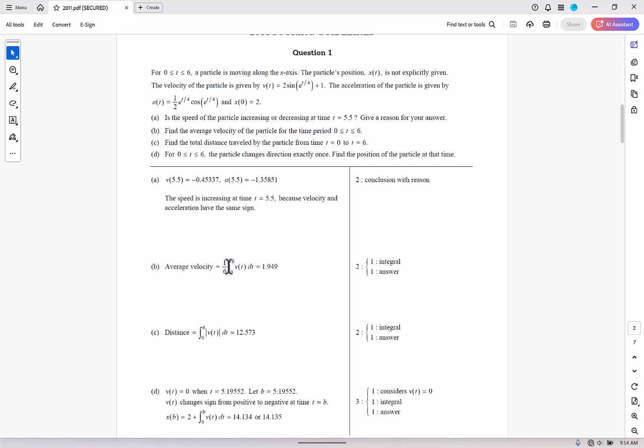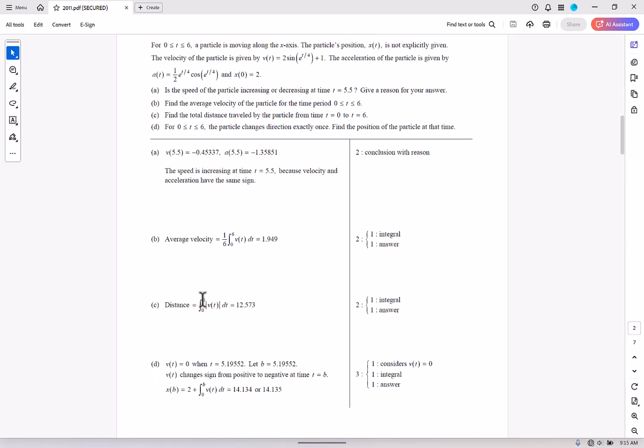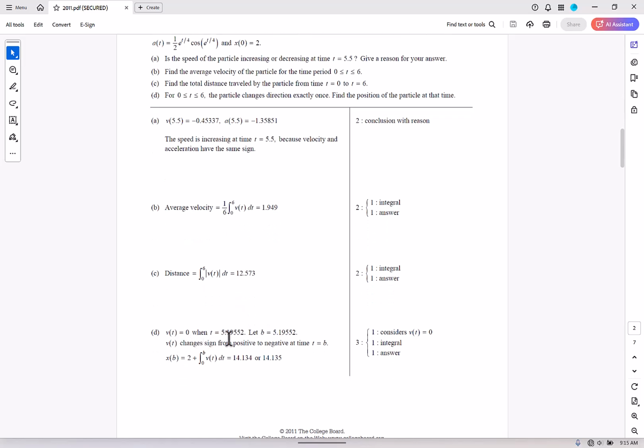Average velocity, look, ours looks exactly like theirs. If you want, you could have put the velocity integral and then divided by 6, the whole thing. But I like this look. Distance, it's going to look the same for everyone. Did we get that value, 12.573? There it is. And then v of t equals 0 at t equals, yeah, look, why did they use the letter B? I don't know. I just go down the alphabet and they just choose whatever random letters. I guess because of the upper limit.